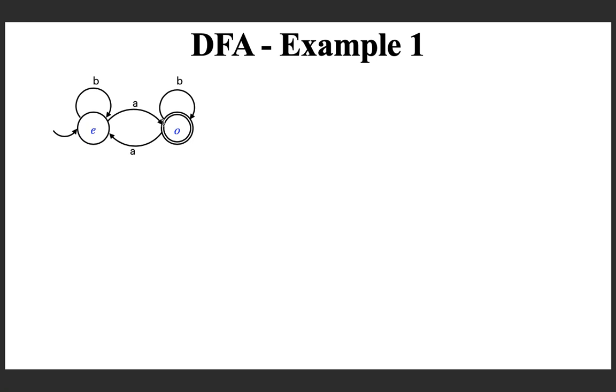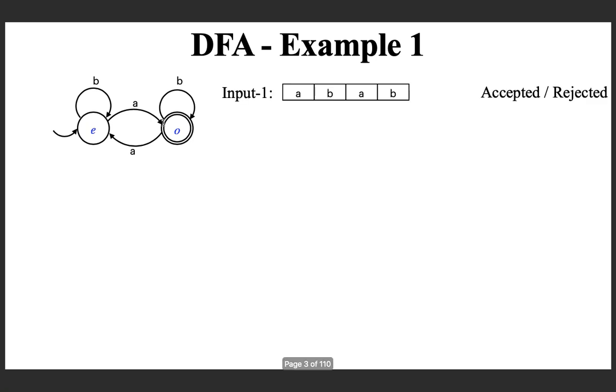We need to understand what this automaton represents. So basically it can process an input string. Consider the first input string ABAB. Suppose the input tape contains this string. Eventually, after reading the input, the automaton will either accept it or reject it. We need to see that. So it needs to start from the start state. You are in state E, and if you process the first input symbol, A, you move along the A edge, the transition for A. You came into O.